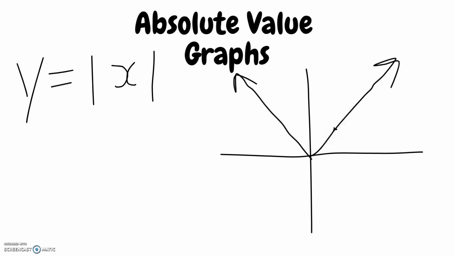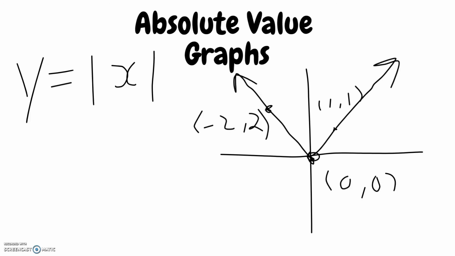And the reason why we don't have any portion of the graph below the x-axis is because the output, which is your y value, can never be negative, because when we take the absolute value of any value of x, like we said before, it's always going to produce a positive output. In that case, our output is y. So for any of our x values, we're always going to have positive y values.